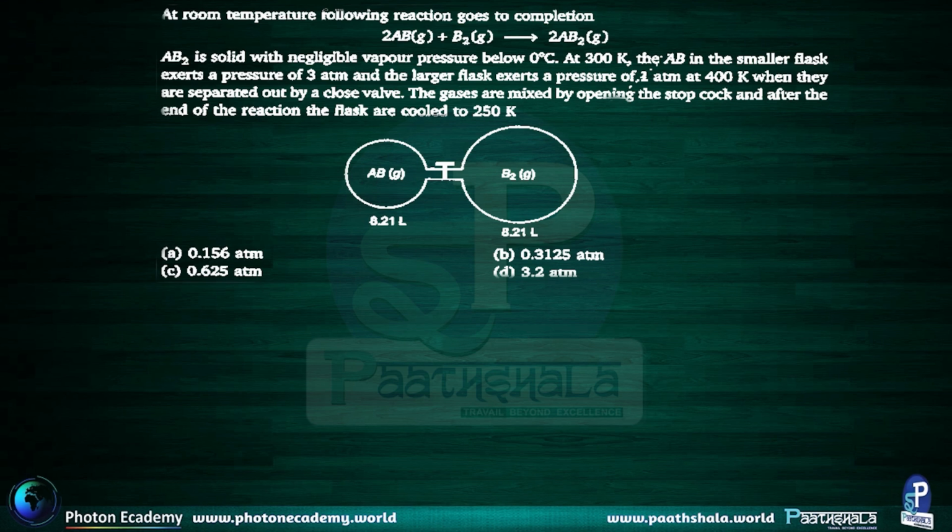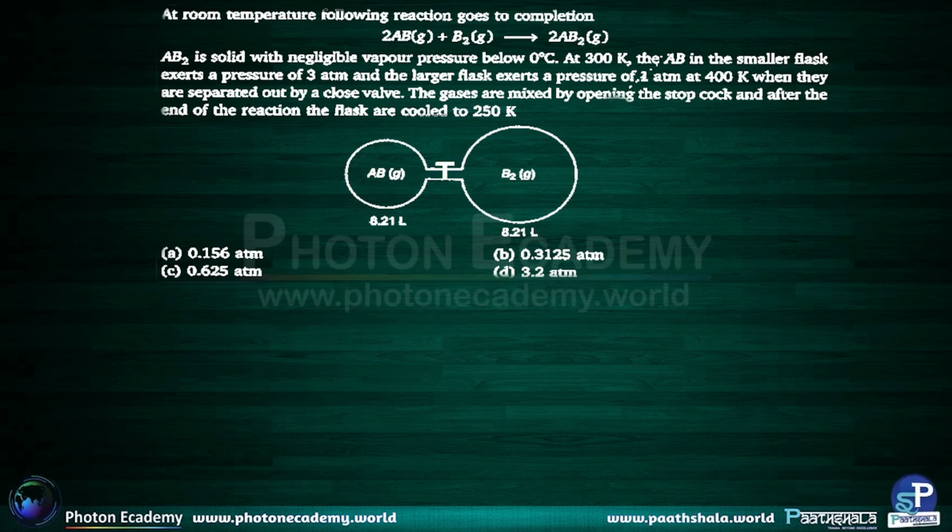The gases are mixed by opening the stopcock, and after the end of the reaction, the flask is cooled to 250 Kelvin. So now we have to calculate the total pressure thereafter. First of all, let's calculate the number of moles of AB present. This will be given by PV divided by RT.